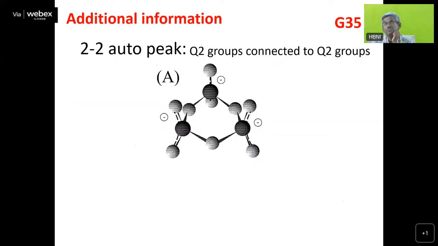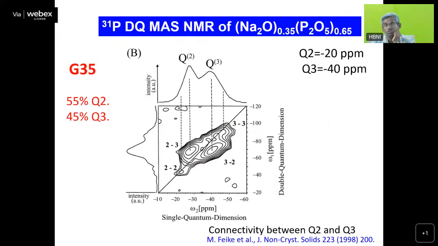What additional information we can get? Auto peak. Q2 auto peak. Q2 groups connected to Q2 groups. So auto peaks are also there. Auto peak means diagonal peak, which we can say 2-2. So 2-2 linkages are also there. Of course, in intensity somewhat smaller, but predominantly Q3 exchange is more predominant, but some Q2 structural units are also there.